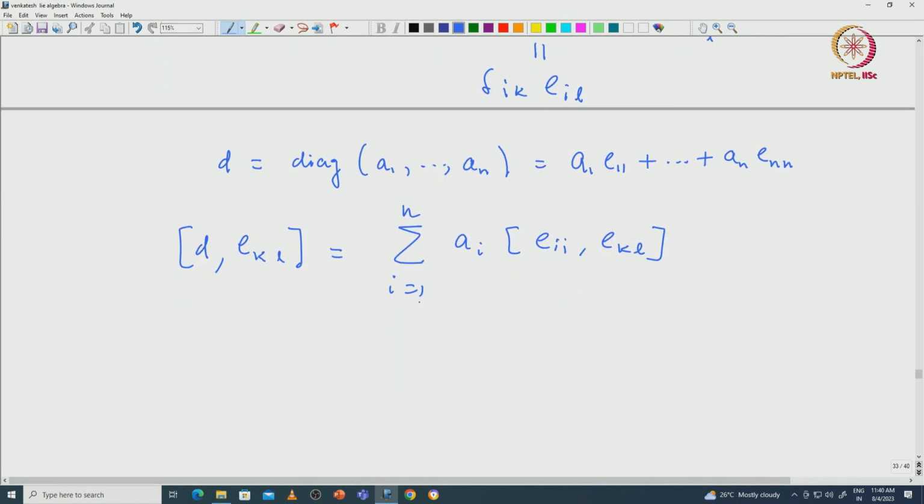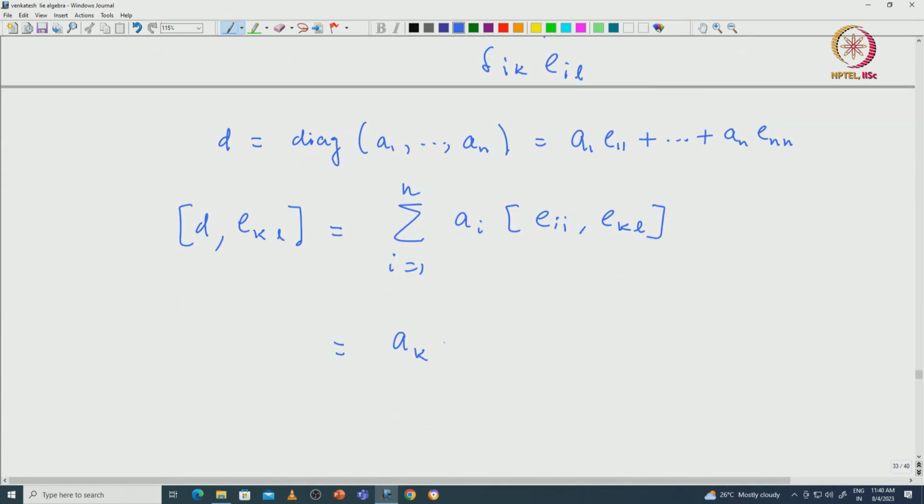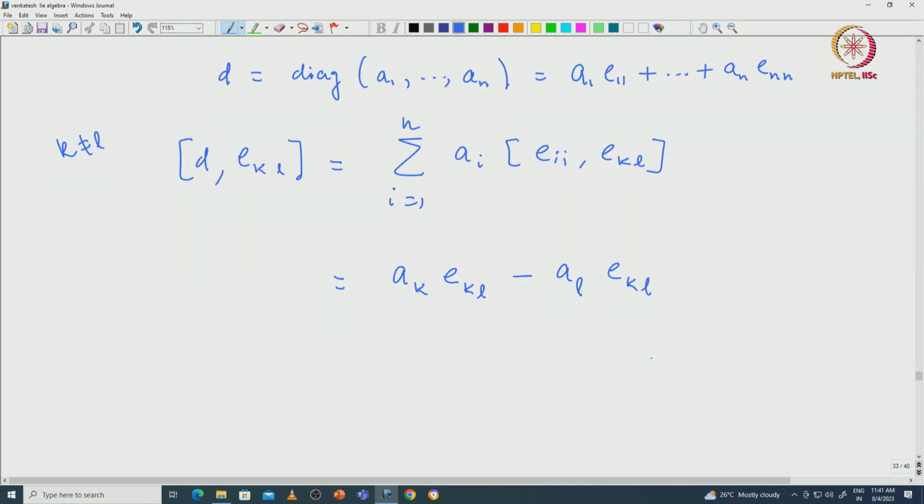Now again using this earlier formula, because I varies from 1 to n, when I hits K, that term will survive. It will give me AK EKK EKL, and EKK EKL is just EKL. Okay. So, this is going to be EKL, and then if I hits L. Note that K is not equal to L. Okay. We are computing the structure constants for the elements of this SLN C, so EKL to begin with has K not equal to L. Because K is not equal to L, I can take both values K and L. When I takes value L, this is exactly AL EKL. Okay. So, this says the bracket of D with EKL is nothing but AK minus AL times EKL. Okay.